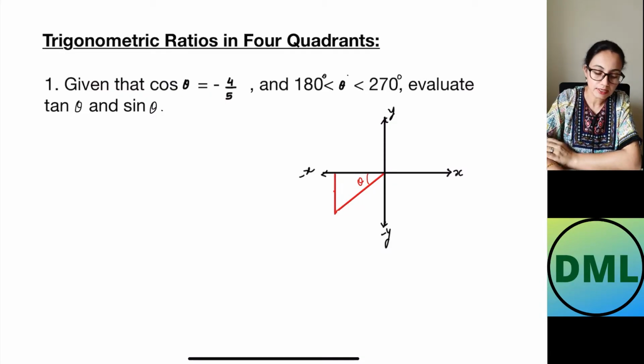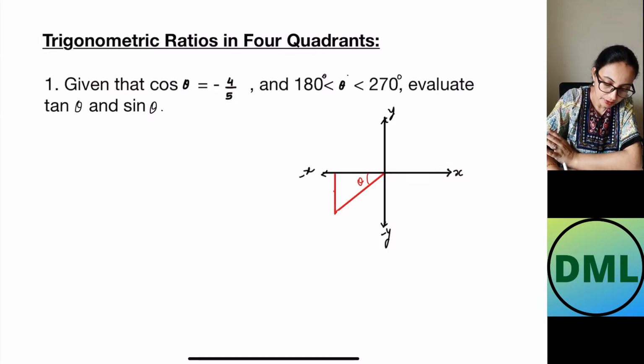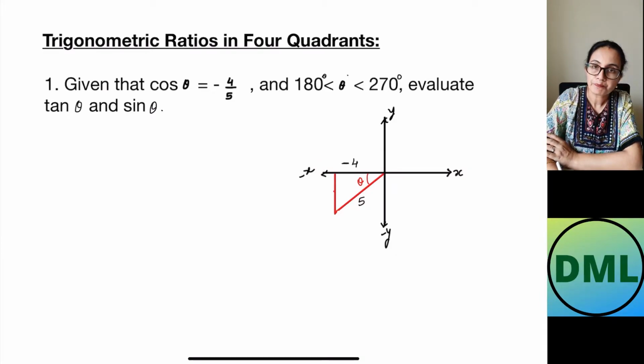Cos theta is base over hypotenuse. Let's write down the value here. For this theta, the base is 4 and the hypotenuse is 5. Now I need to give the sign. As we know, the hypotenuse is always positive, so this negative sign will go to the 4 because this is in the negative direction. So it is negative 4 and this is 5.